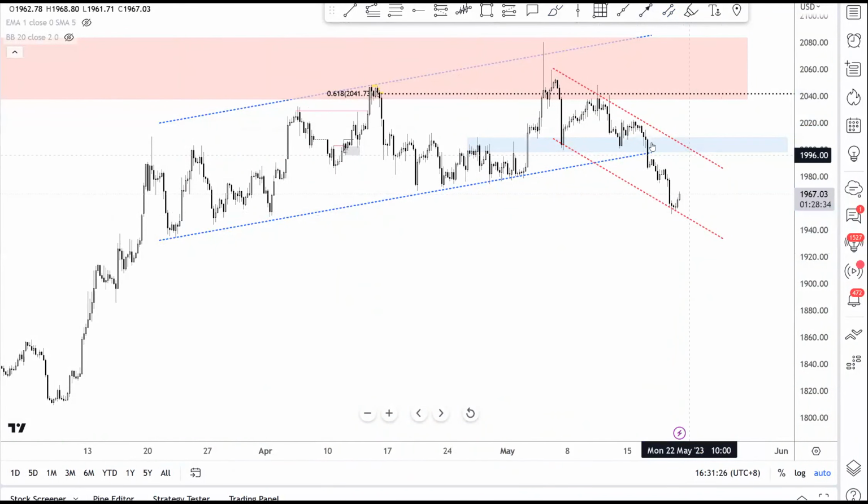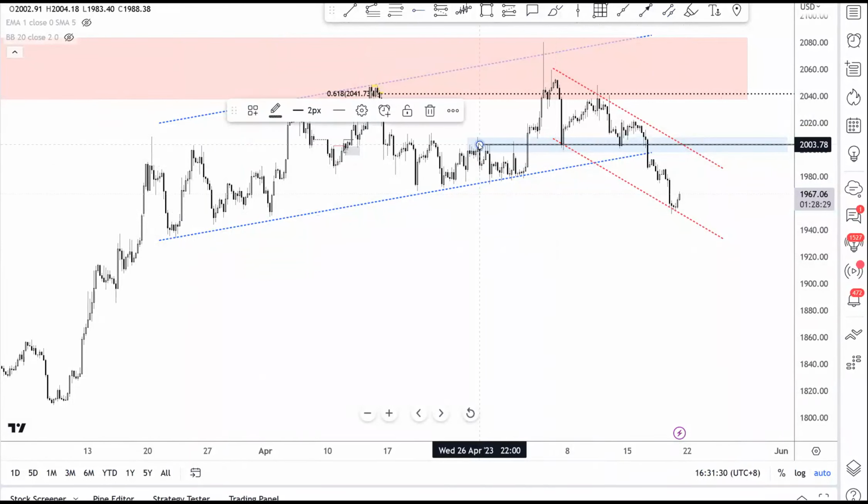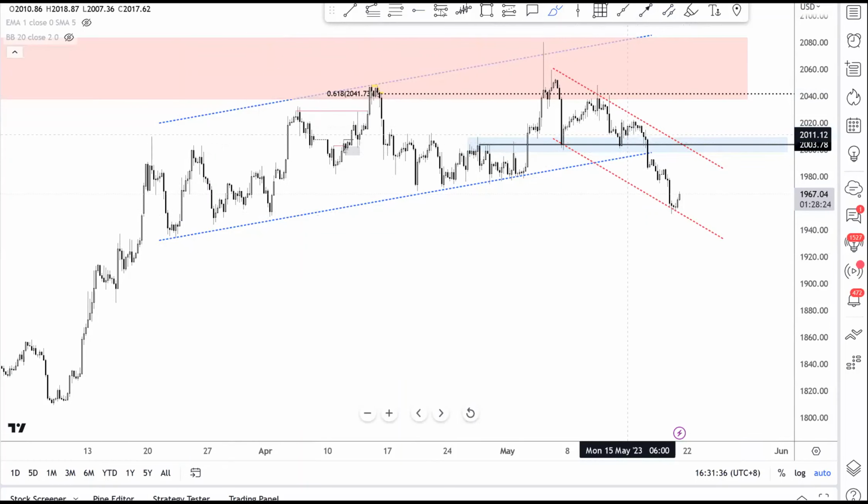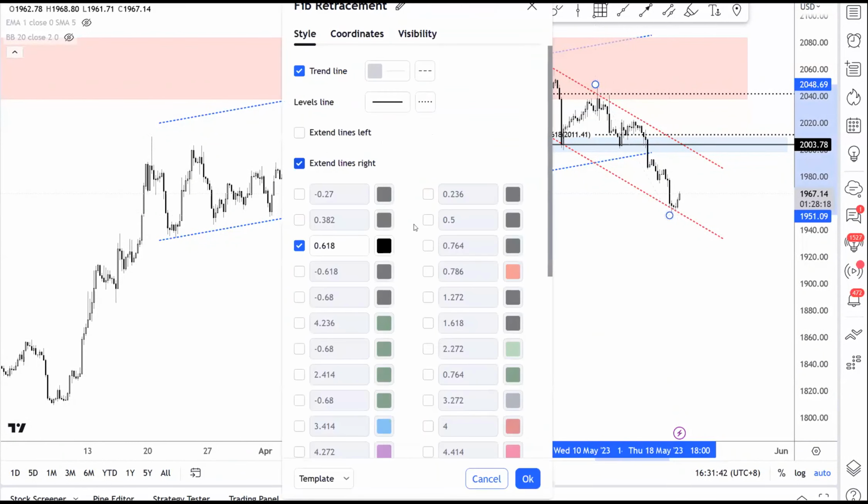Again, in a channel. So this is a resistance of a channel, which is basically around this zone, and you can see that this area has been tested a few times. So this is one region to watch. Again, if you take a retracement of this from high to low, we have the 50% retracement within this zone.